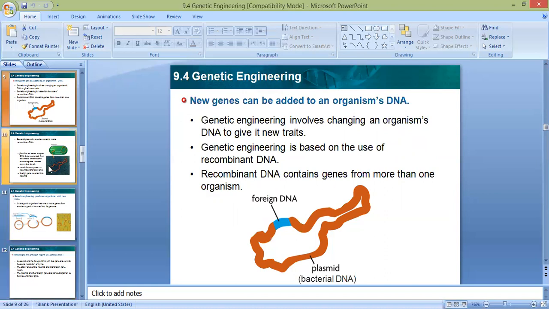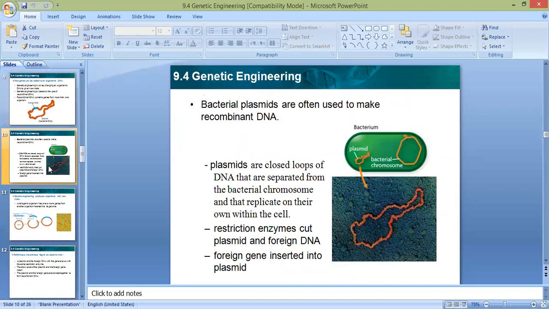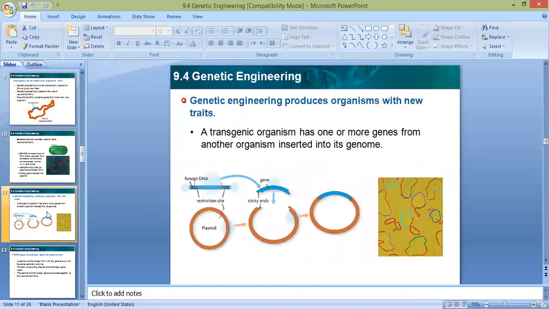Okay? Now, bacterial plasmids are often used to make recombinant DNA. Plasmids are closed loops of DNA that are separate from the bacterial chromosome. They can replicate on their own within the cell. Restriction enzymes cut the plasmid and the foreign DNA gene is inserted into the plasmid. They insert the gene they want to add into this plasmid. Okay? As you see here.